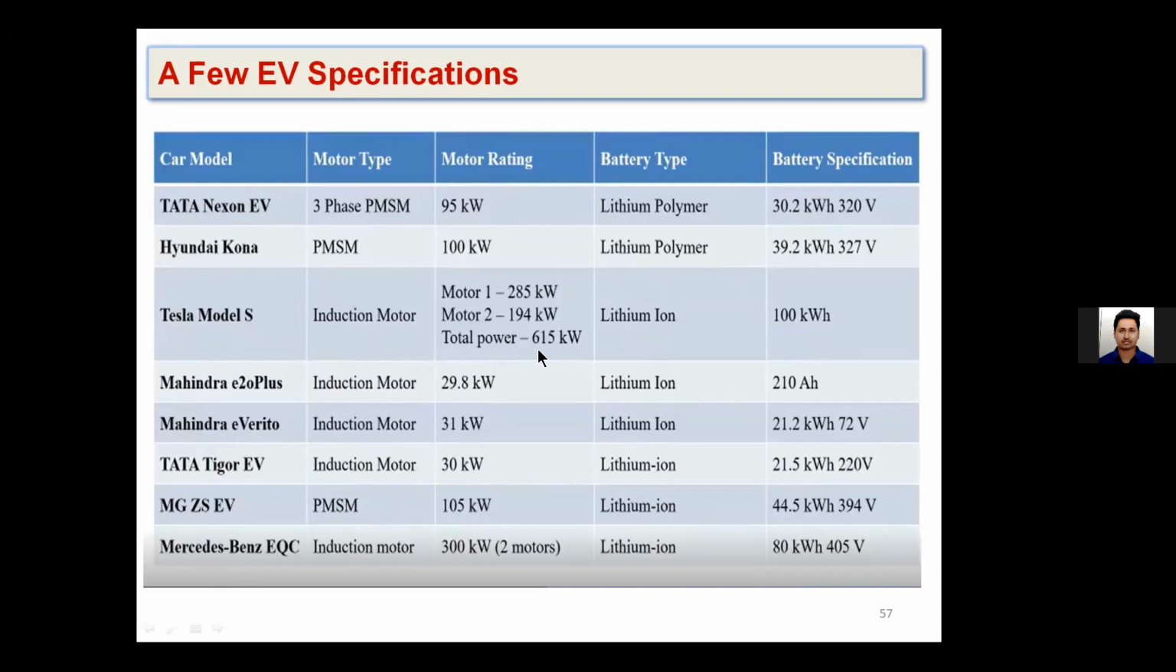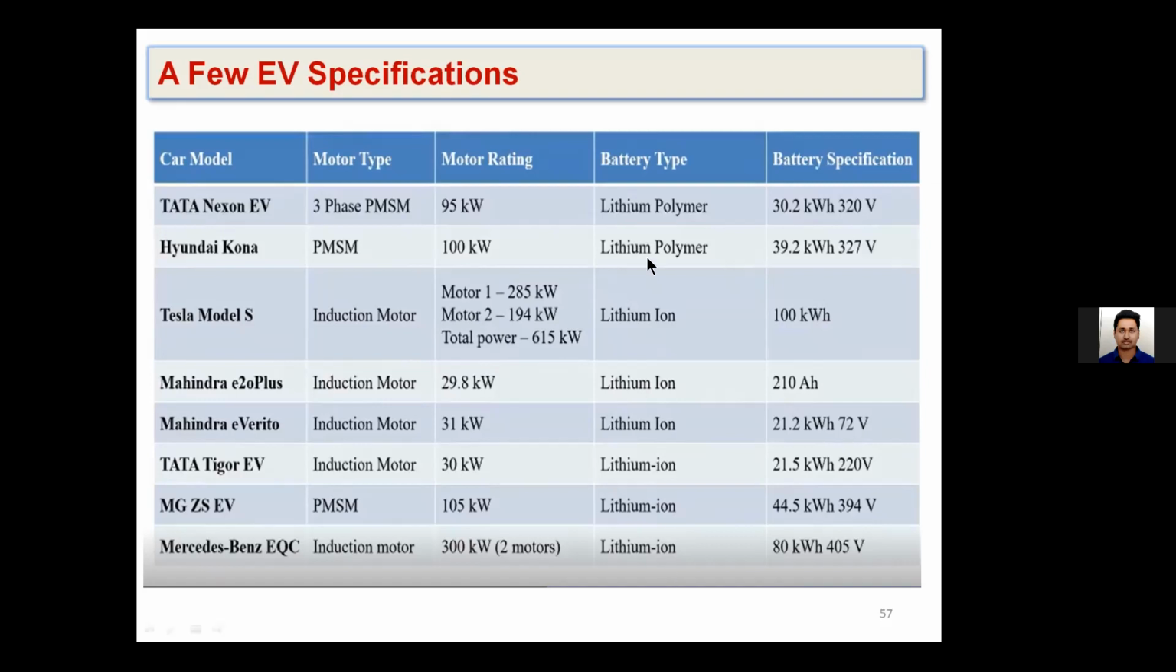The power rating is very high. So due to this high power rating, the acceleration is also high. Acceleration is also one of the major component parameters. Suppose this particular model may be able to reach 100 kilometers per hour within some seconds.